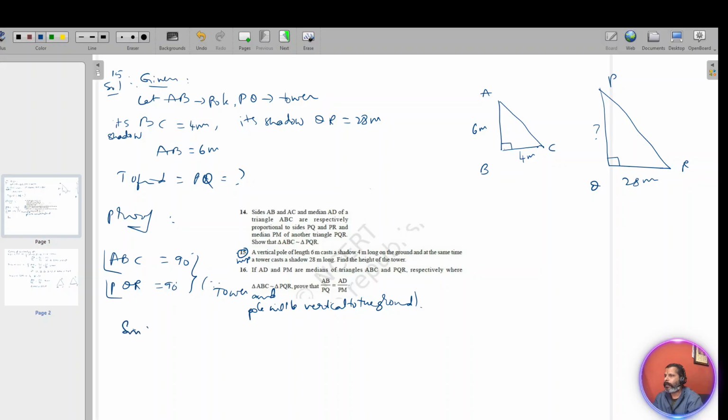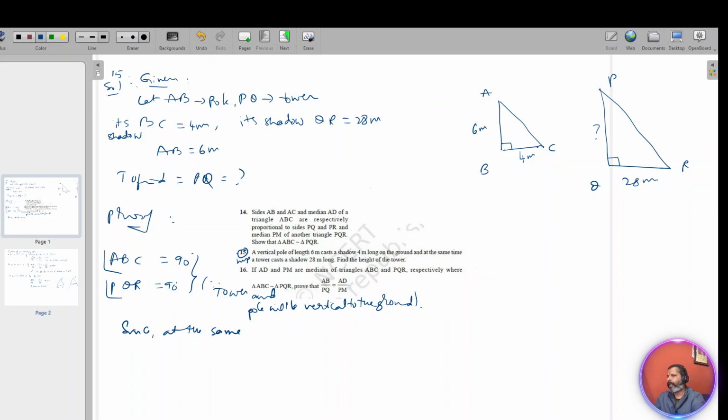Since I said the angle will be equal, means at the same time. If you are considering the shadow at 1 p.m. for a tower, you should consider the shadow angle at 1 p.m. for a pole, not different times. That's the reason they are given, and at the same time in the question you can observe that.